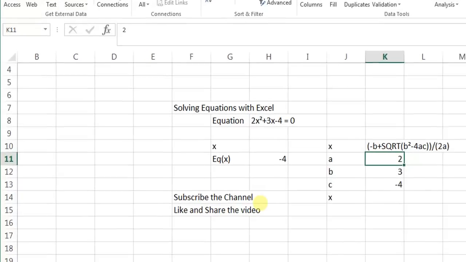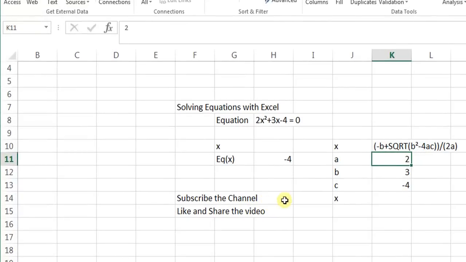In this short and sweet video, we will solve the second degree equation 2x square plus 3x minus 4. There can be two possible ways. One is the solution that we know: minus b plus or minus square root of b square minus 4ac upon 2a. In this case, our a, b, c shall be: 2 is a, 3 is b, and minus 4 is c.